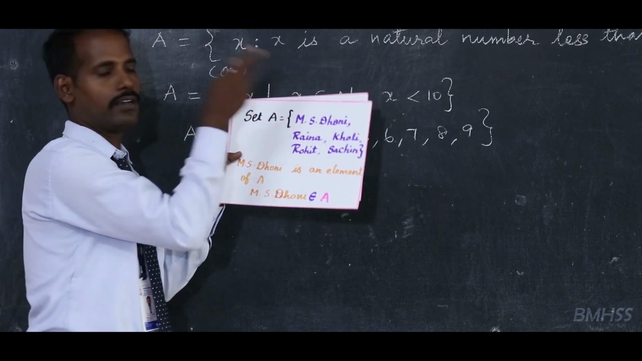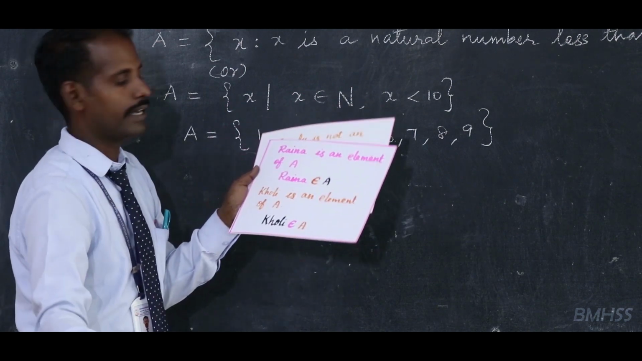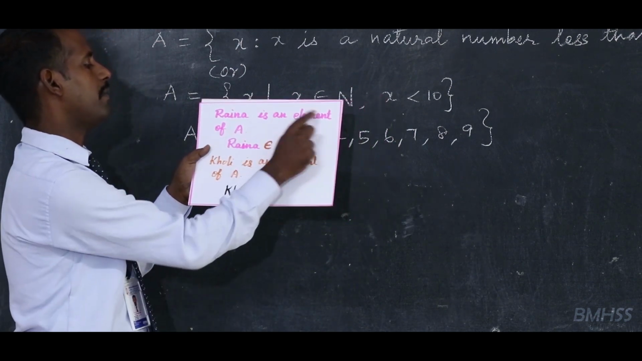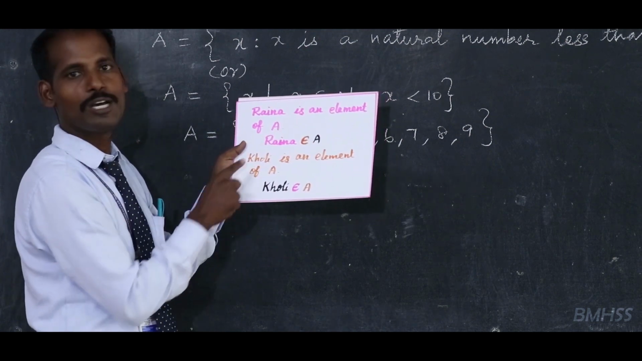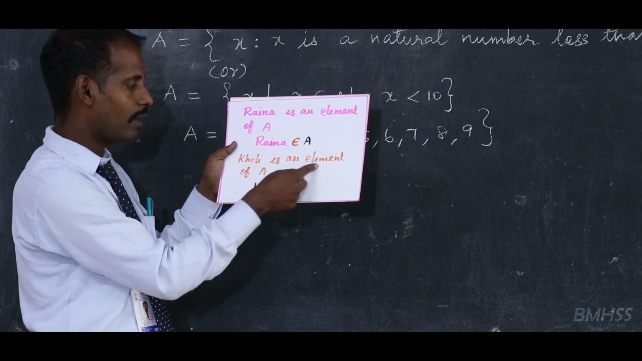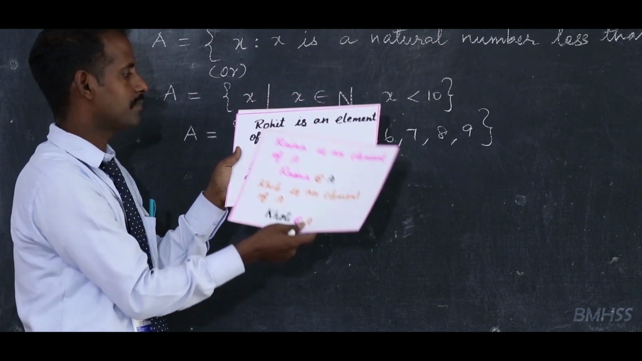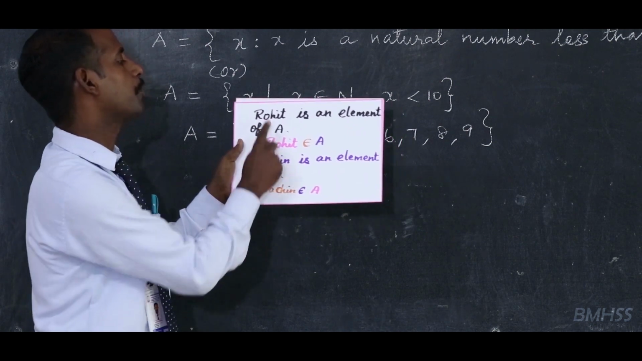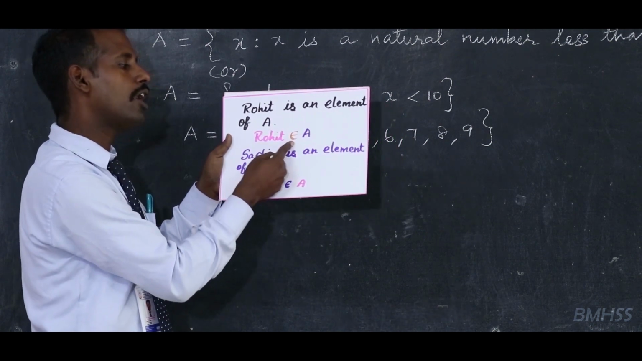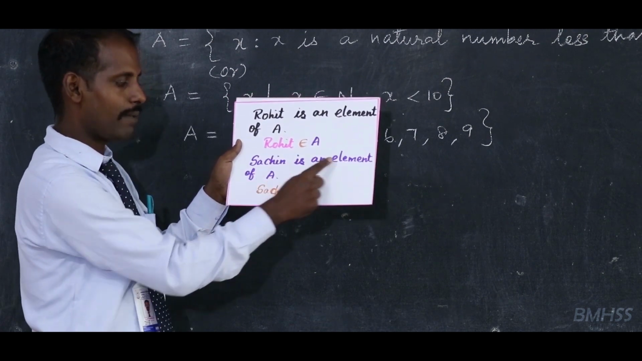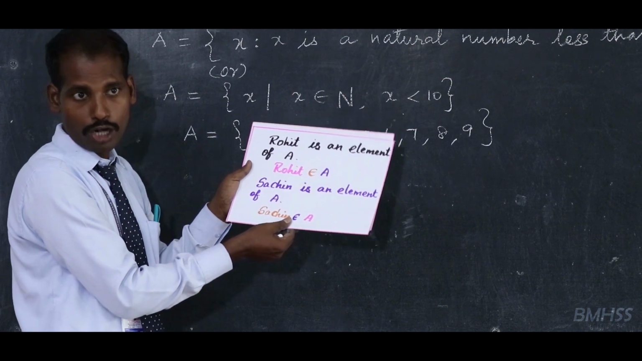Set A, it is inside it, that is the meaning. Next, Raina is an element of A, so Raina belongs to A. Next, Kohli is an element of A, so Kohli belongs to A. Now Rohit is an element of set A, so Rohit belongs to A. Sachin is an element of A, so Sachin belongs to A. This is belongs to.